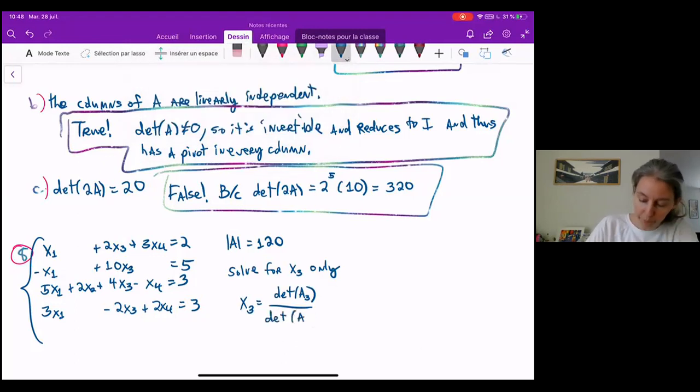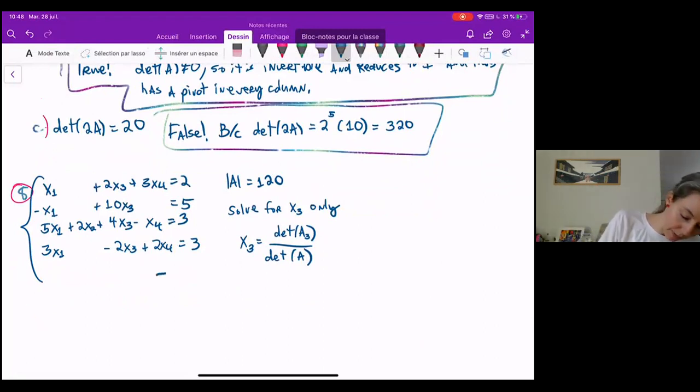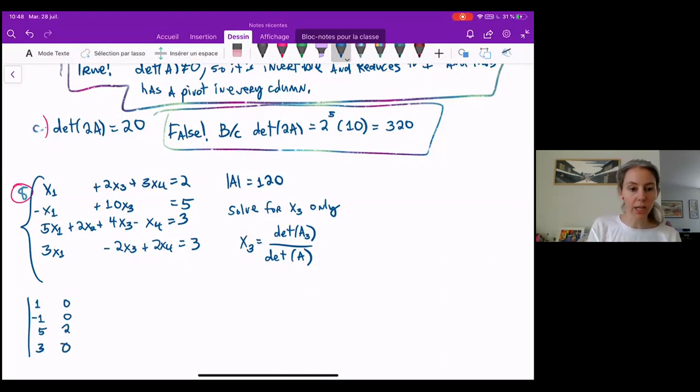showing me that you know the formula. Okay, so now x3 comes from replacing the third column with 2, 5, 3, 3. So what this would mean is 1, negative 1, 5, 3, 0, 0, 2, 0. Now instead of the third column, 2, 10, 4, negative 2, I replace it with b, which is 2, 5, 3, 3. And then I have 3, negative 1, 3, 0, negative 1, 2.